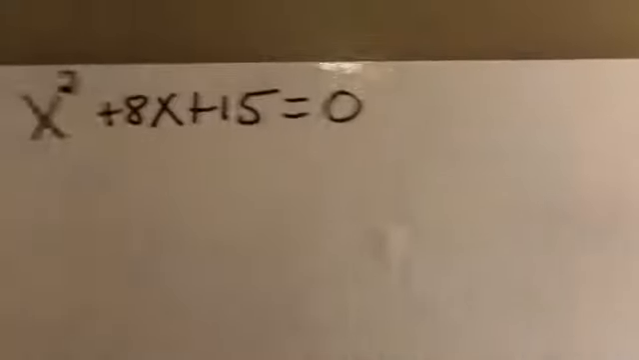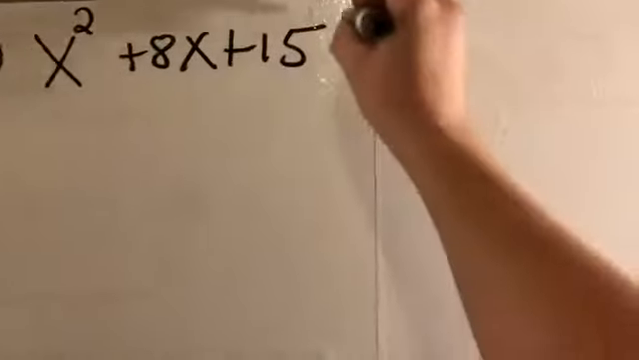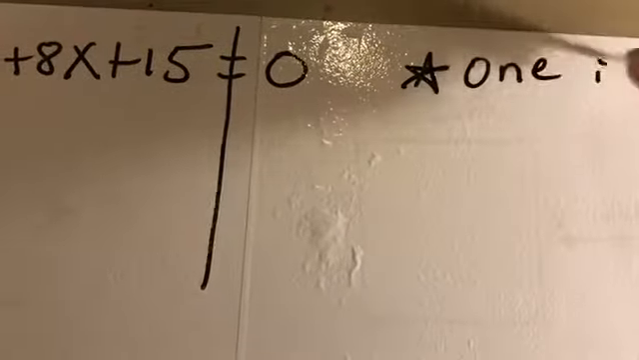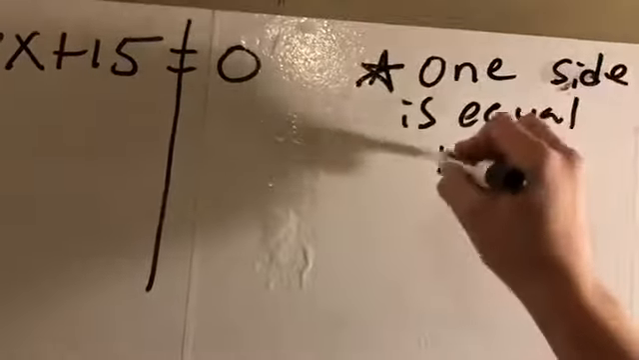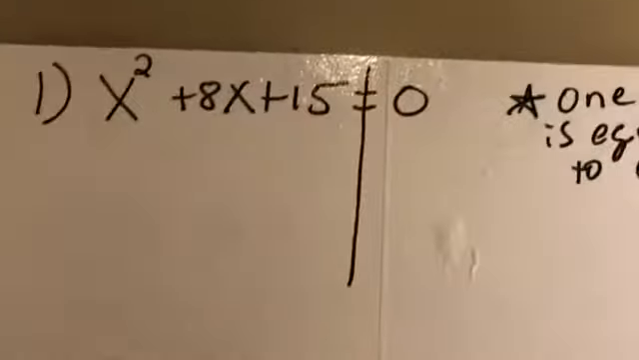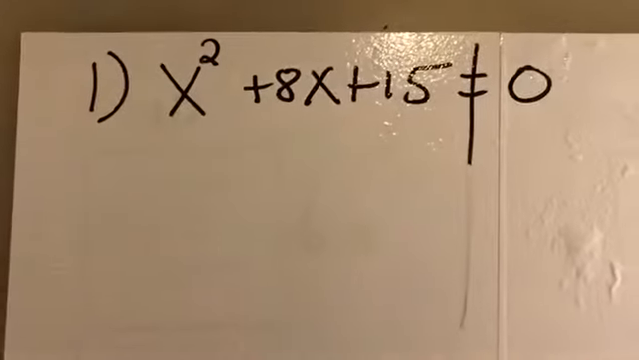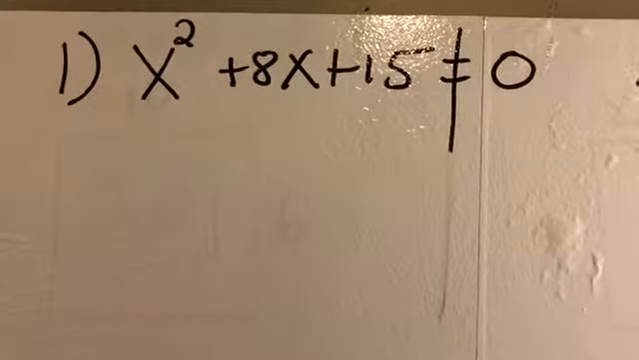Let's solve number 1 from our 3 practice problems over here. x squared plus 8x plus 15 equals 0. The first thing to note is you are not ready to solve a quadratic until one side is equal to 0. This side is equal to 0, so I know I'm ready to continue, okay? Now, like I said, this is like I gave you the area of a square, and we're trying to find the two sides that would multiply to this answer, okay?